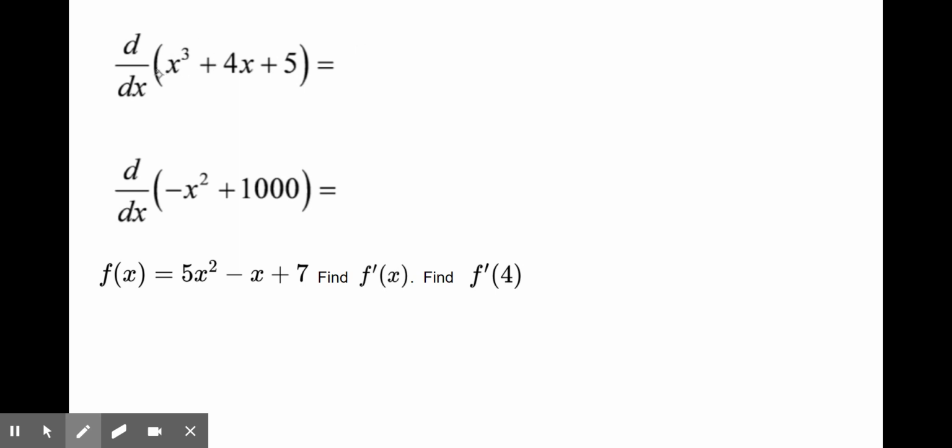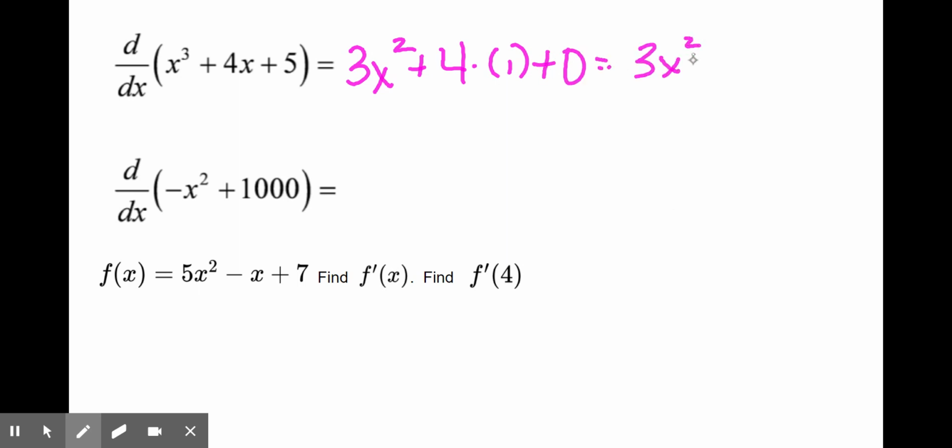So the derivative of each one individually, the derivative of x cubed is 3x squared. The derivative of 4x, leave the 4 out of it, and the derivative of x is 1. And then the derivative of 5 is 0. Okay, so we have 3x squared plus 4. That's our derivative. All right? Okay, that is valid. We're now using the sum and difference rules. Okay, all right, let's go to the next one.